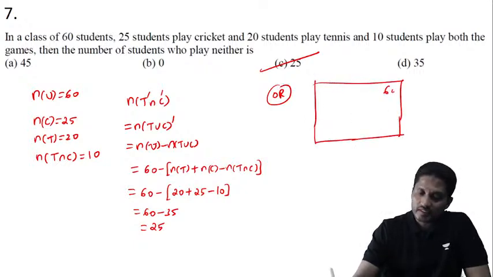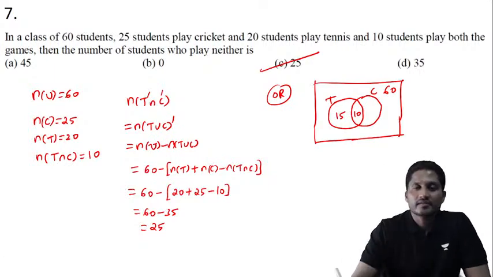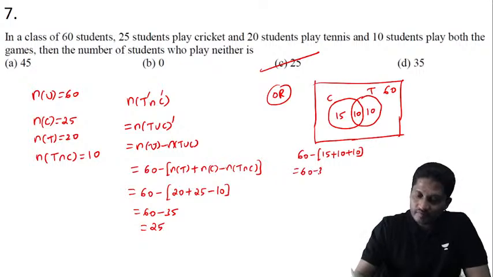This is total, how many are there? 60, right? Let's say this is tennis and cricket. Both the games 10. Tennis is 25, right? So this means that this is 15. 15 plus 10 will give me 25. Cricket is 20, right? 25 cricket. Tennis is 20. So this means that this is 10. People who play neither of the games is equal to 60 minus (15 plus 10 plus 10), is equal to 60 minus 35, which is equal to 25. That's the answer, guys.